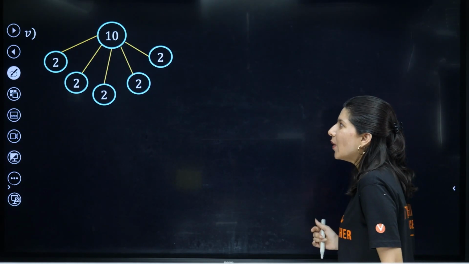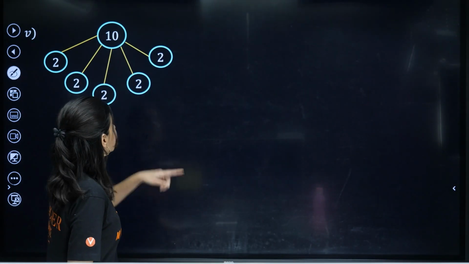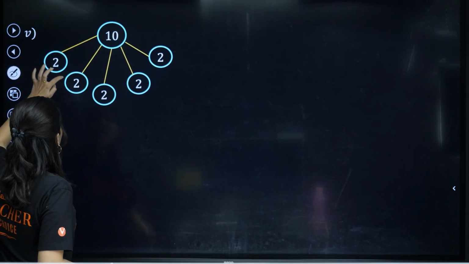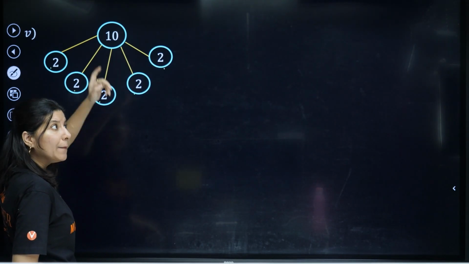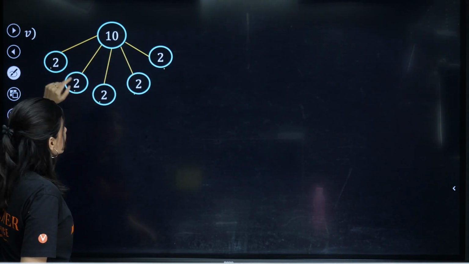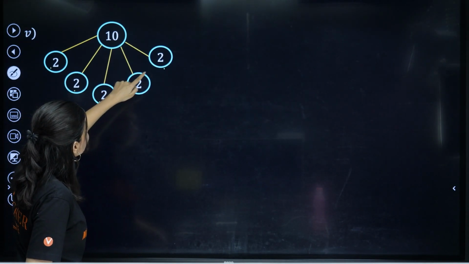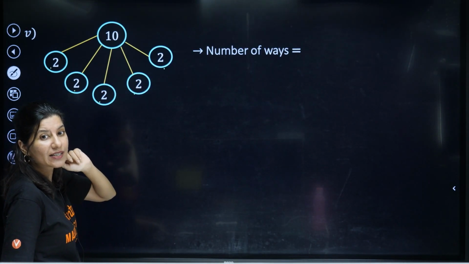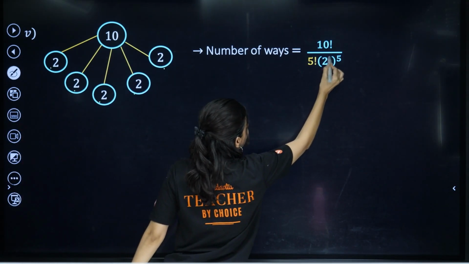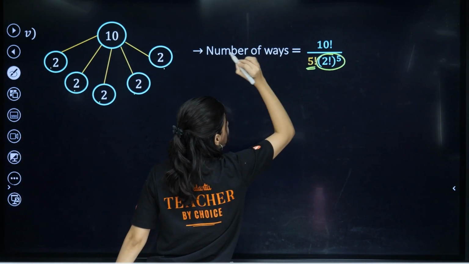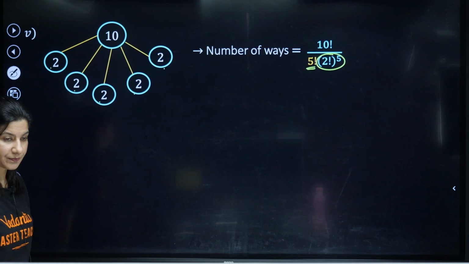Okay, chalo, now one more. 10 factorial by 2 factorial, 2 factorial, 2 factorial, 2 factorial, 2 factorial. Okay, but how many equal groups are you seeing? 1, 2, 3, 4, 5. So we have to divide by one more 5 factorial. So 10 factorial by 2 factorial to the power 5, and this is 5 factorial.